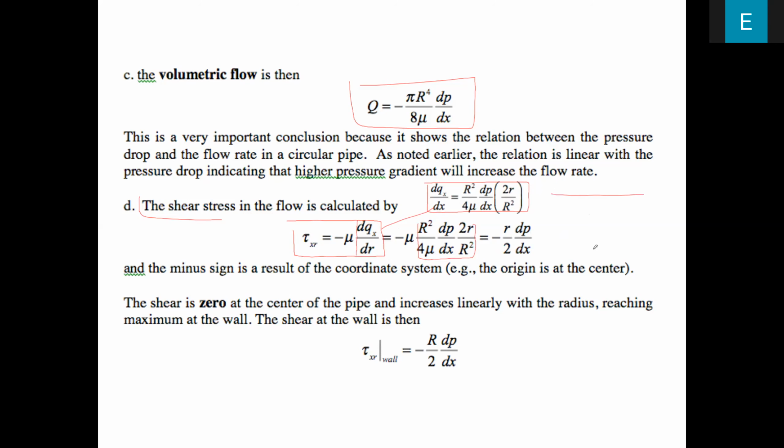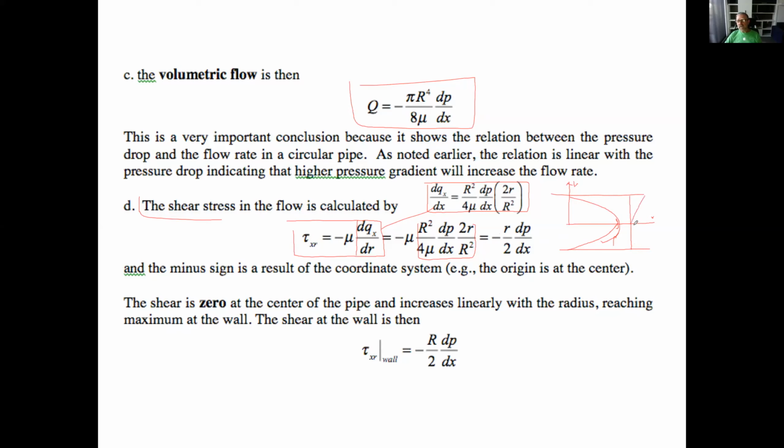Let me do this. This is the pipe, this is x, and this is r. And the velocity profile is a parabola. Now I'm trying to figure out what the shear is. The shear, first of all, is positive because dp/dx is negative.